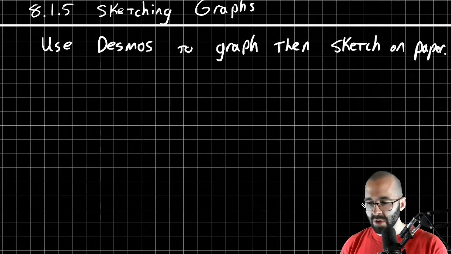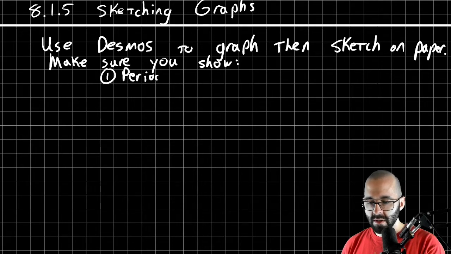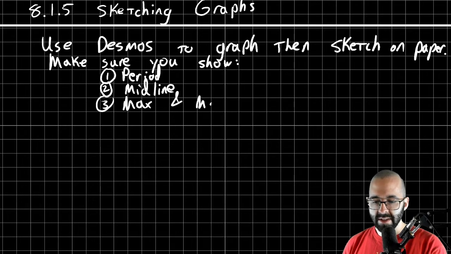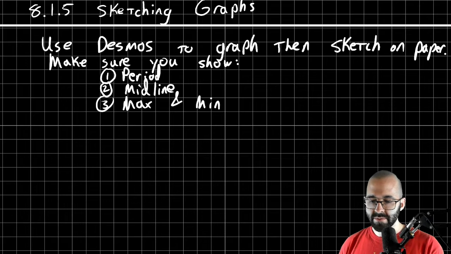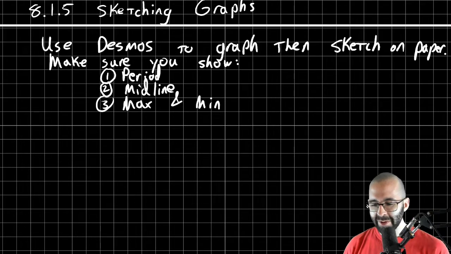Okay. So the important things to show are the period, the midline, maxes and mins, how high does it go, how low does it go, and those are the main things, I think. Maybe a number 4. Let's do an example and then we'll see.